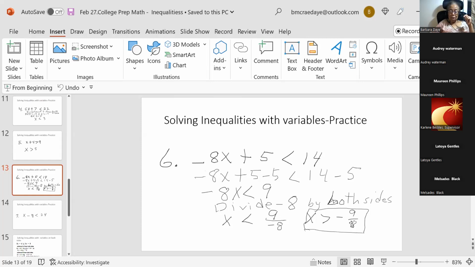It wouldn't be incorrect to leave the minus there, but you normally put the minus in front of the whole thing. So the answer will be x greater than -9/8.